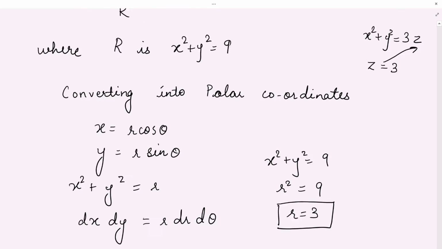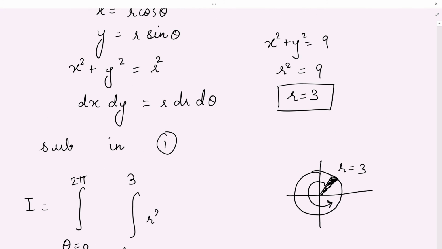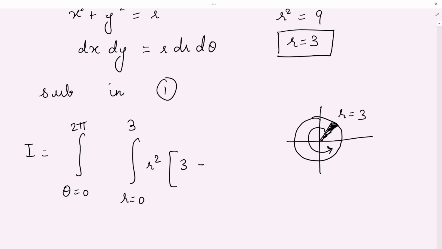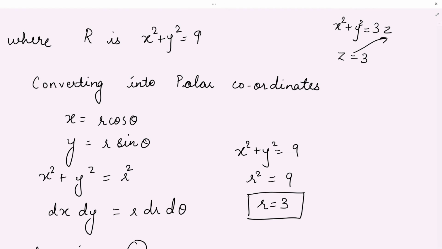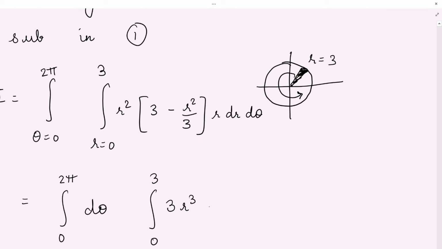Okay, so my inside integration is what? x square plus y square is r square. Okay, and this is 3 minus r square by 3, and dx dy is there in equation 1, so it is r dr d theta. So let's simplify this. You have 0 to 2 pi d theta, you have 0 to 3. If I open this, this is 3r cube minus r raised to 5 by 3.